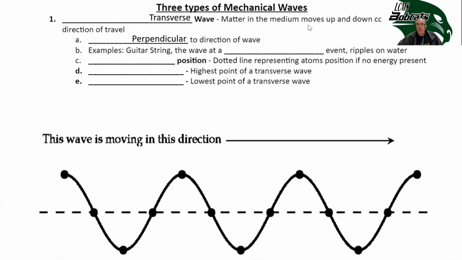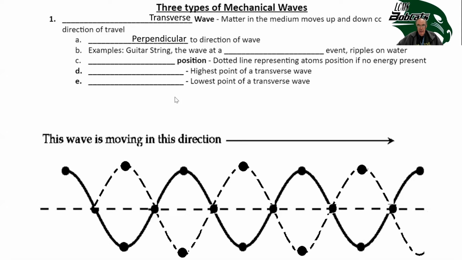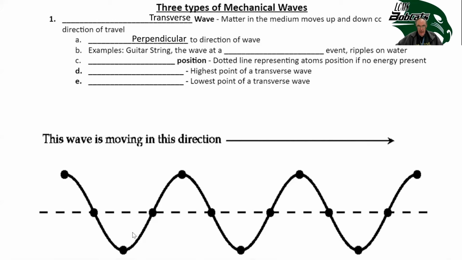And in a transverse wave, the matter in the medium moves up and down compared to the direction of travel. And it's this up and down, it moves perpendicular to the direction that the wave moves. And an example is like this. Okay, so we have this wave, and this is the wave at one particular instant in time.